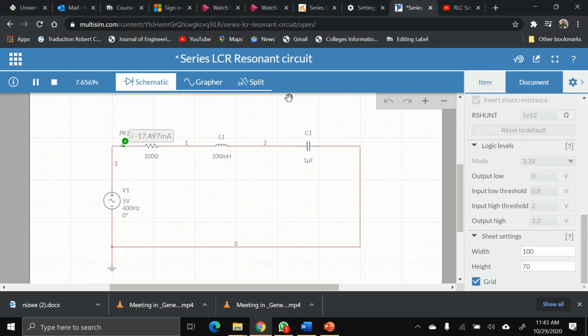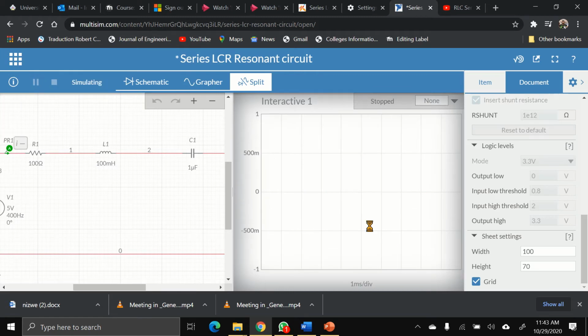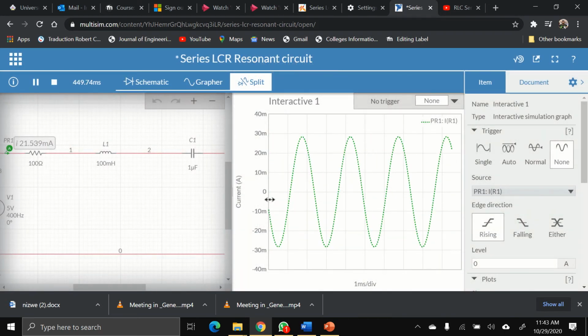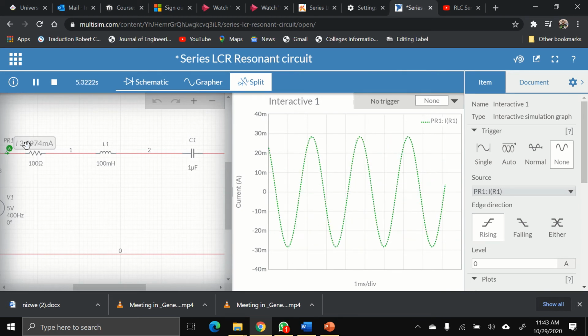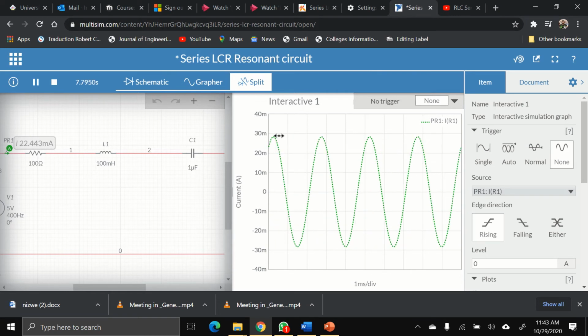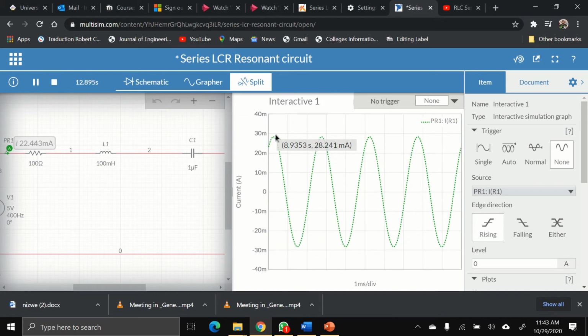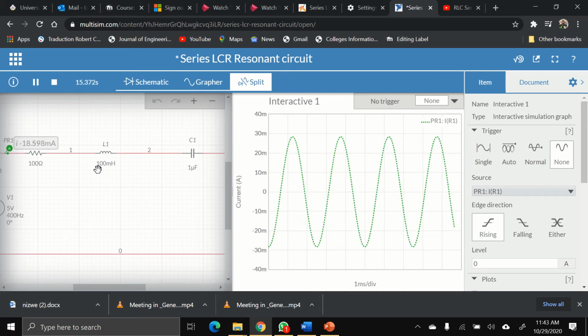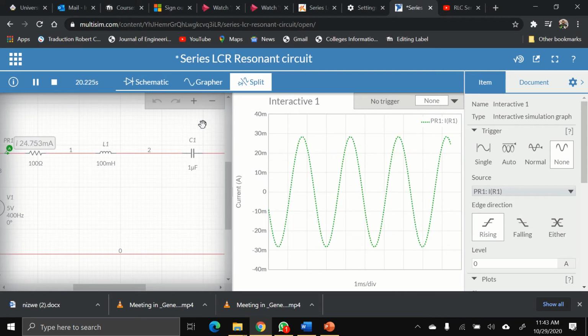For this we have to look at the graph, and take the peak current. How much current is coming here? If I simulate again, the current is changing like this. The maximum it goes up to is 30 milliampere. So I am noting down that at 400 hertz it is 30 milliampere, and we have to note this down.